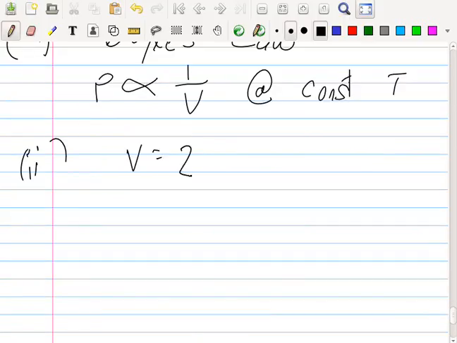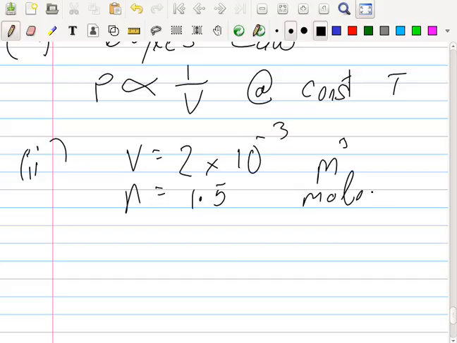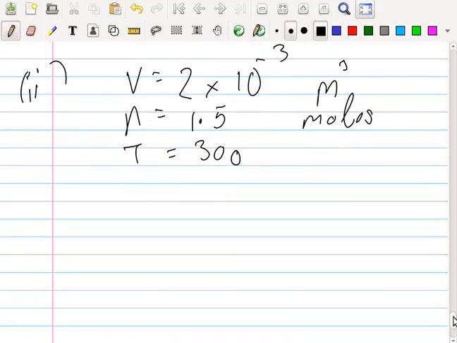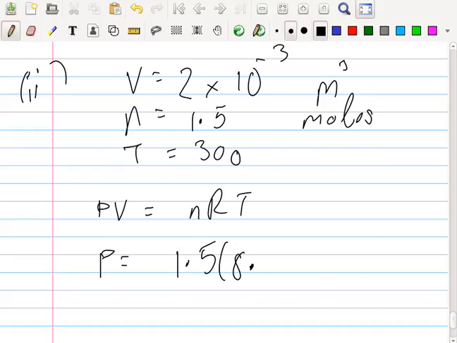Now, next one here. Volume equals 2 times 10 to the minus 3 meter cubed. N equals 1.5 moles. Temperature equals 300. And they want the pressure. So what's your formula here? PV equals nRT. So P equals nRT over V, which is 1.5 times 8.31 times 300, over V, which is 2 times 10 to the minus 3.